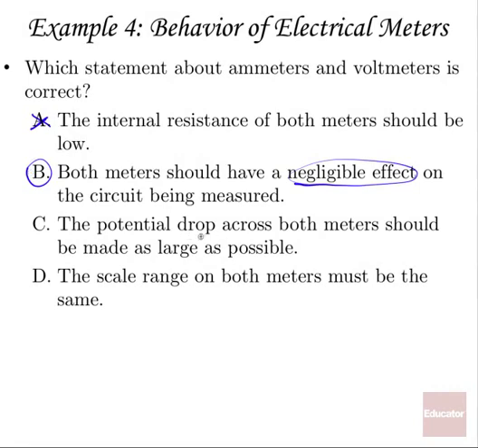Let's check C. The potential drop across both meters should be made as large as possible. Ooh, if you do that across an ammeter, because it has so little resistance, you're going to have a ton of current going through it. You're going to make it nice and toasty and probably melt it. That can't be right. And the scale range on both meters must be the same? Well, that's just silly. We haven't even talked about scale ranges. So our best answer here is B.